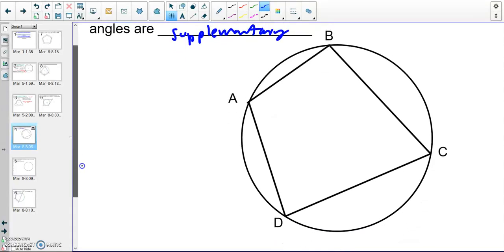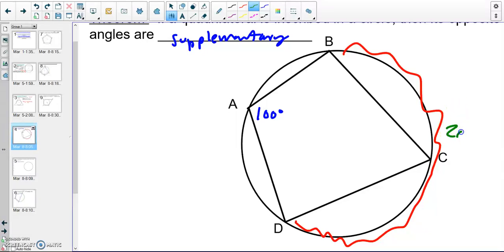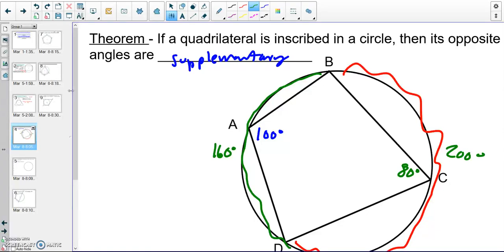I'll give you a little bit of quick convincing. Let's say angle BAD was, for instance, 100 degrees. Well, then arc BCD would be 200 degrees because angle BAD is inscribed. And if that arc was 200 degrees, then arc BAD would be 360 minus 200, which is 160 degrees. But then angle BCD is an inscribed angle coming from that 160 degree arc, so it would be 80 degrees. So rather than doing this process over and over, you can just remember this theorem that opposite angles are supplementary if a polygon is inscribed in a circle.